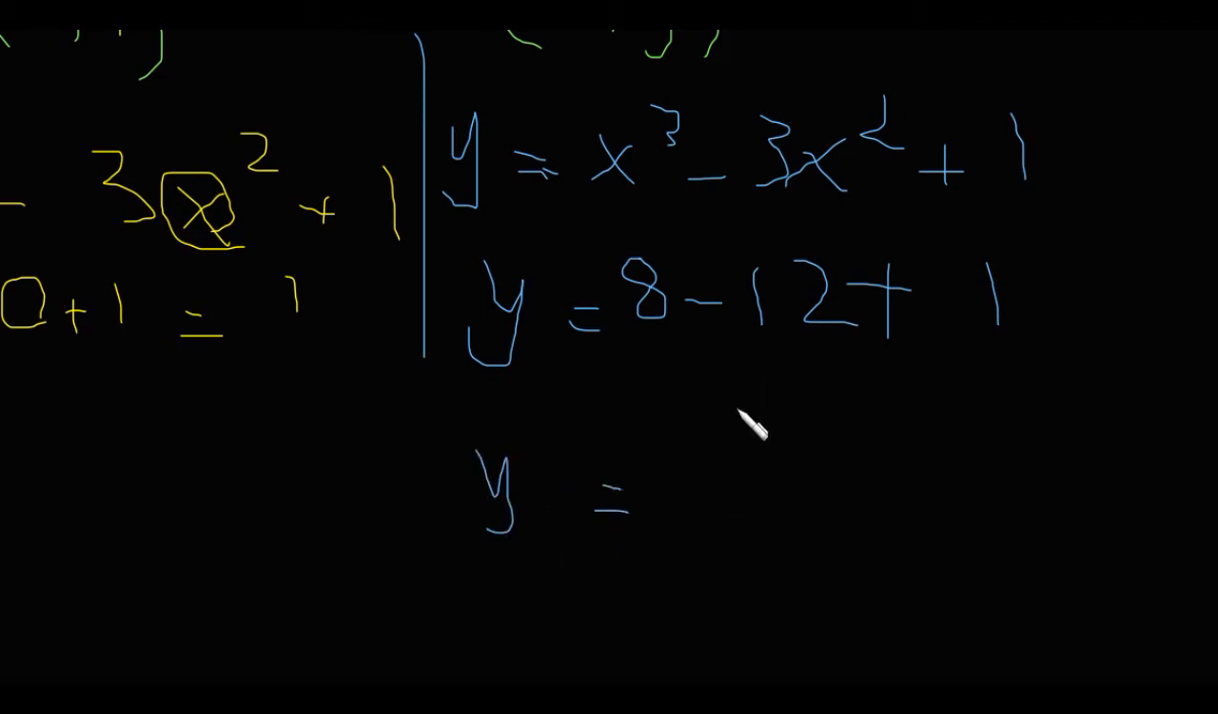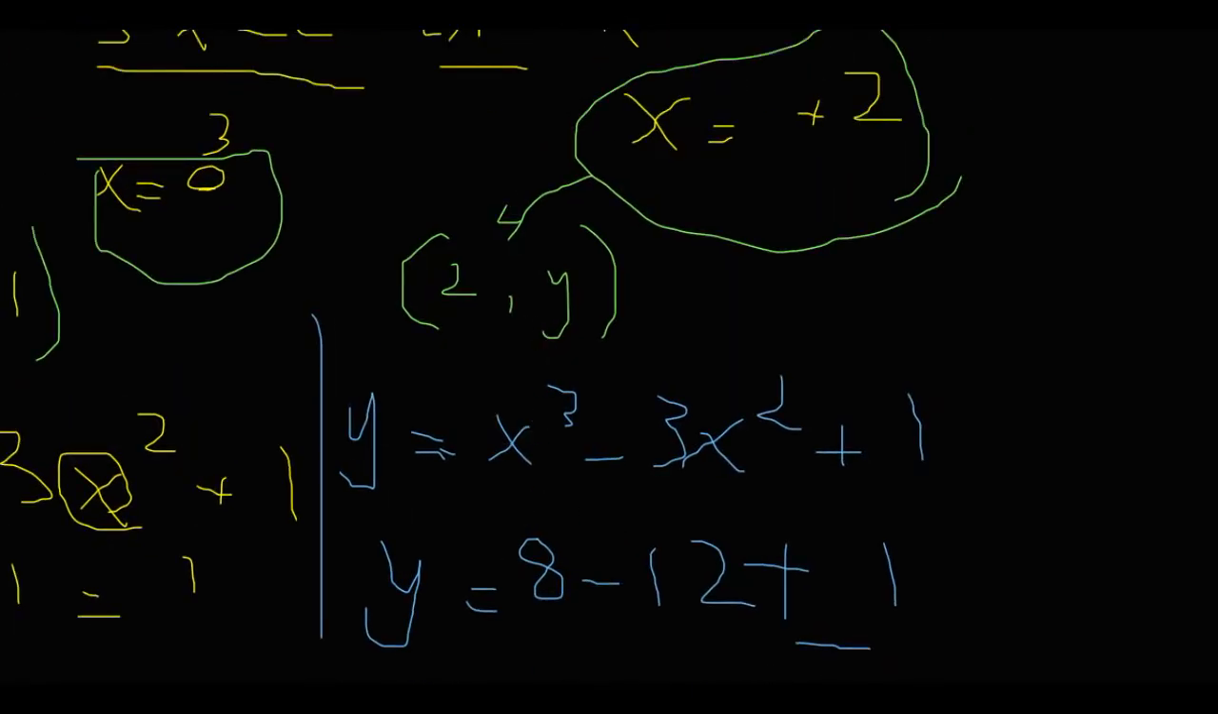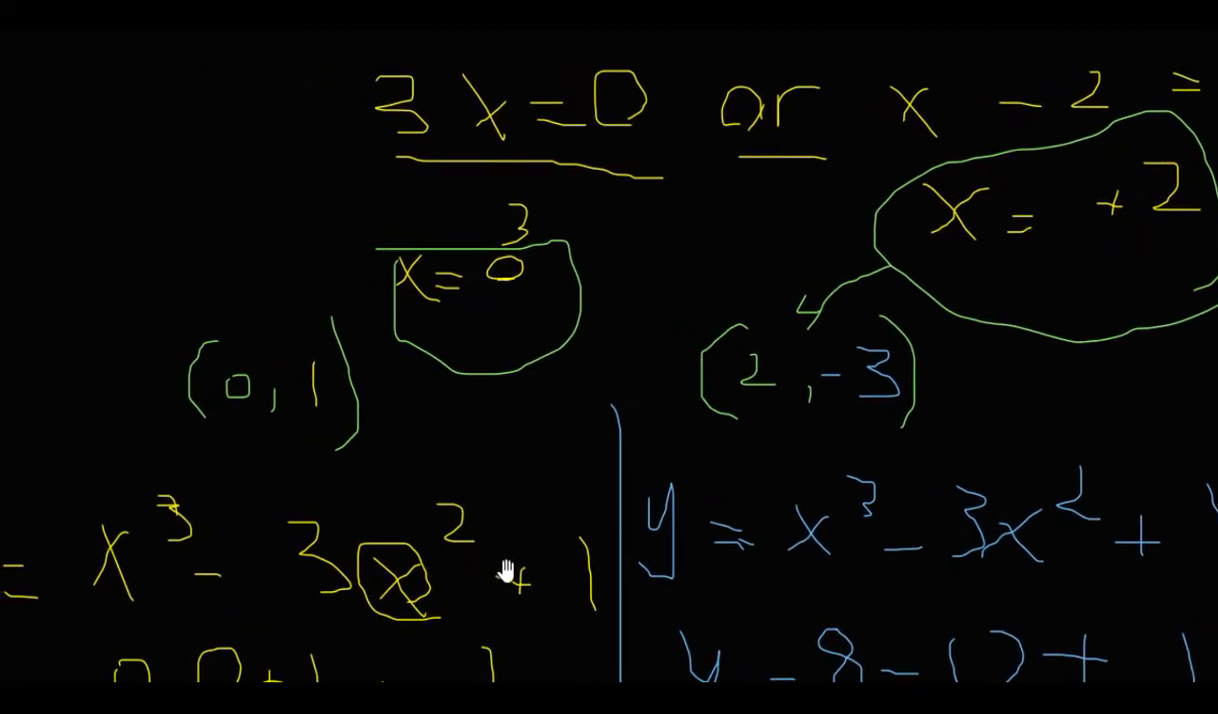So 8 minus 12 is minus 4, and then we have plus 1, and minus 4 plus 1 is minus 3. So that means the value of y when x is 2 is equal to minus 3. Now we have found the values of both the minima and the maxima. When we look at the y values of both coordinates, one is plus 1, the other is minus 3.